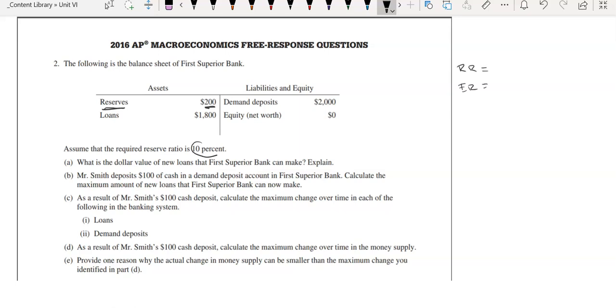Well, if we have a 10% reserve requirement and 10% of 2,000 is 200, then we know that in your reserves, you have 200 in required, and that leaves you nothing in excess. So the answer to this first question is 0, because all the money is required. None is in the excess.